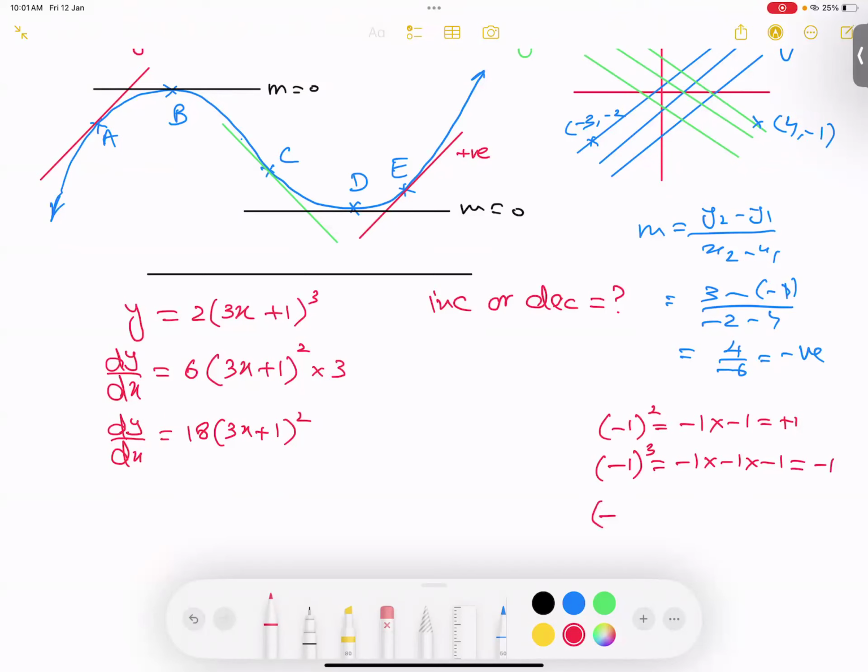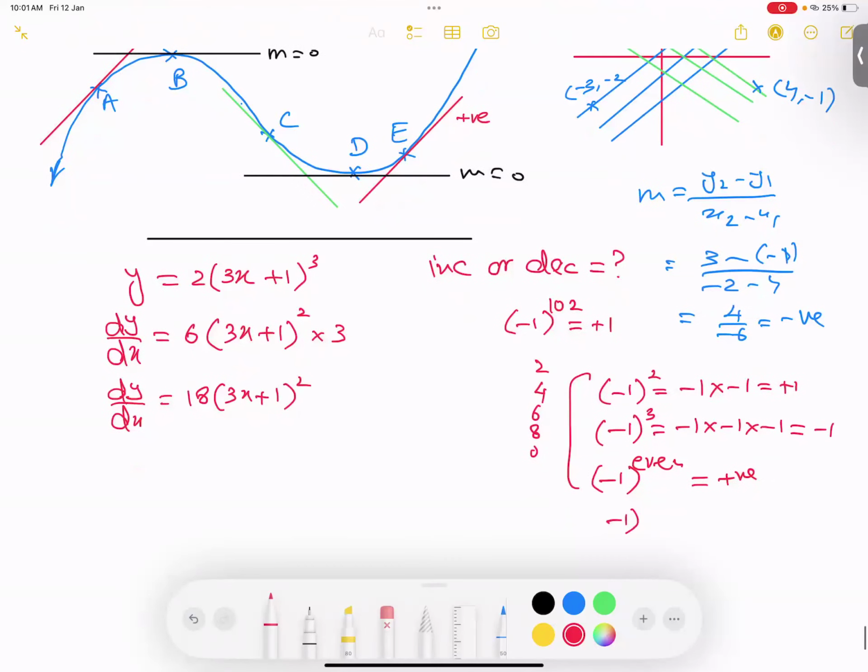Whenever an even power comes on the top, even means 2, 4, 6, 8, 0, multiples like these, the answer is always positive. You can type in a calculator and check negative 1 to the power 102. It will give you positive 1, 100%. And whenever a negative base has an odd power, it always gives you negative. You can test once again in parallel with me: negative 1 to the power 101 will give you 100% negative 1.